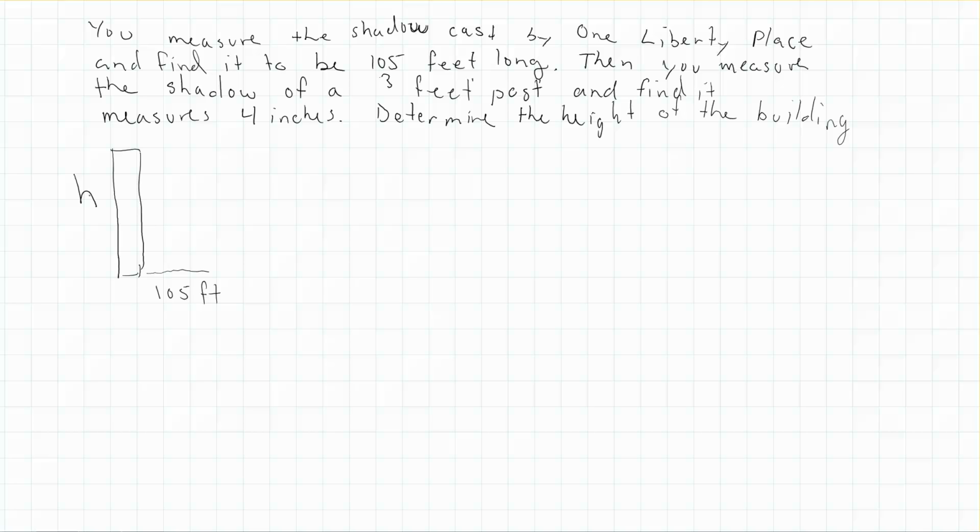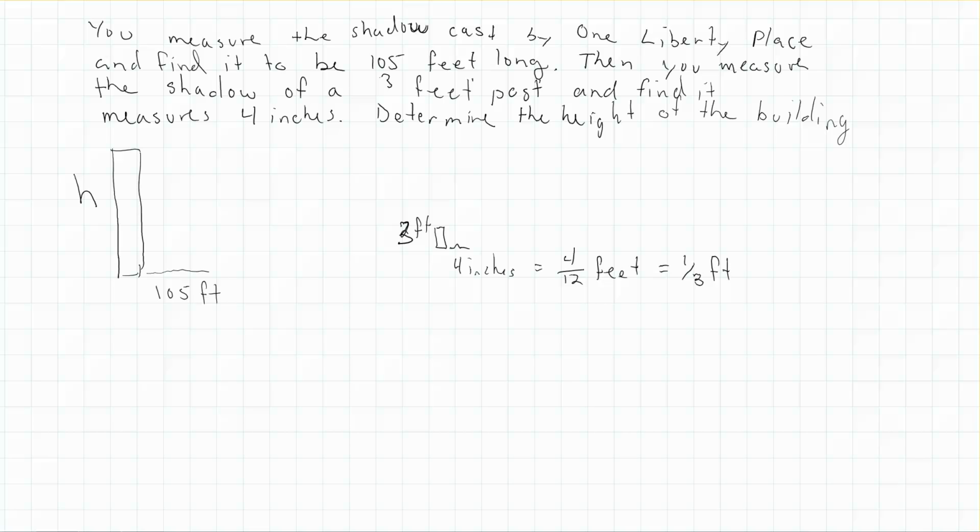Then we have a post, and these aren't necessarily right next to each other, but they're in the same area. Then you have a little post here that's, I'm sorry, not 2 feet, this is 3 feet, and it casts a shadow of 4 inches. Now you want to make sure everything's in the same units here. So 4 inches is the same thing as 4 over 12 feet, which is 1/3 of a foot.